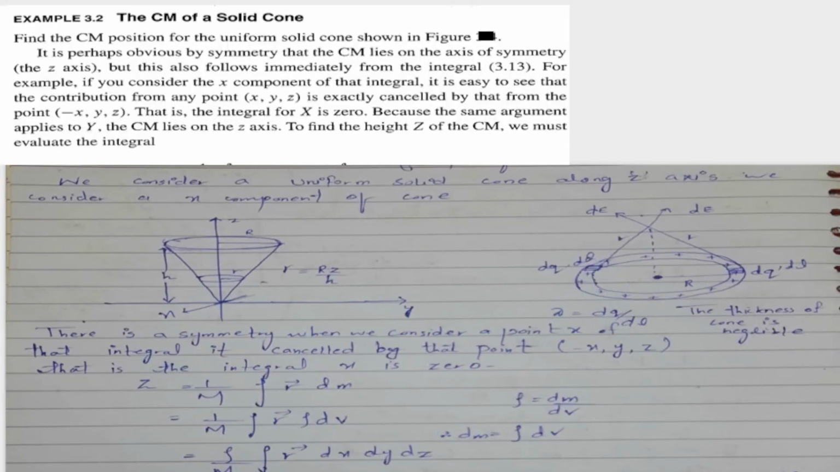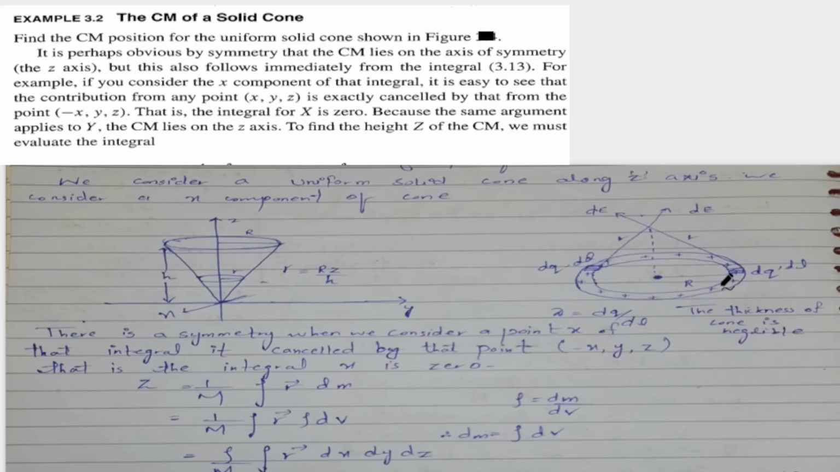Let's start example 3.2. We have to find the center of mass of a solid cone. First, we have to consider a volume in which charges are distributed. We have to take a small charge on both sides. When we take a charge on both sides, there is also a volume dl, and the electric field of both charges will cancel out, and it is at the origin with radius r.